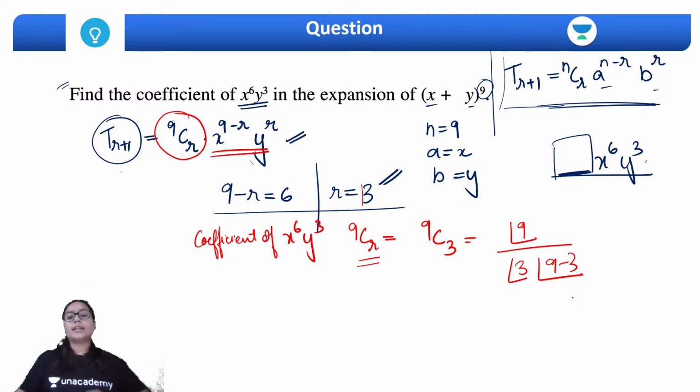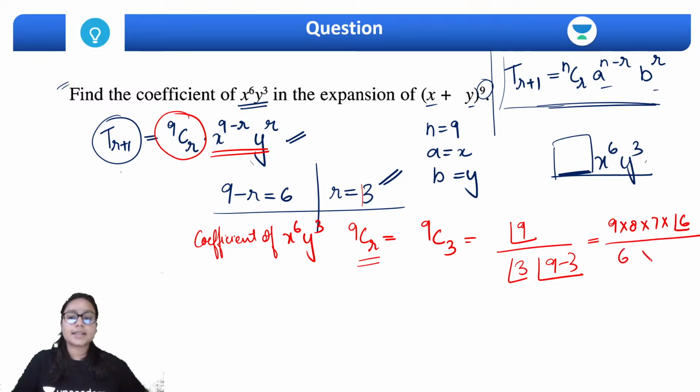So this is 9 into 8 into 7 into factorial 6, and this is 3 into 2, so this is 6 into factorial 6. So factorial 6 and factorial 6 will get cancelled out. And this will give me now 3 into 3 and 3 into 2 and 4. So we will get this as 12 into 7. Hence this is equal to 84.